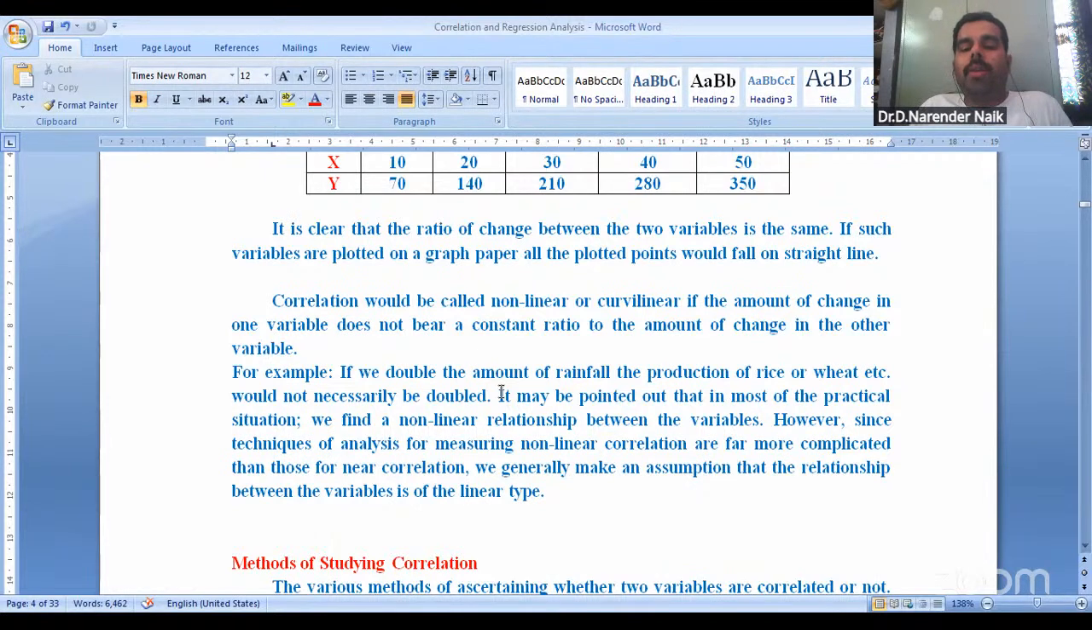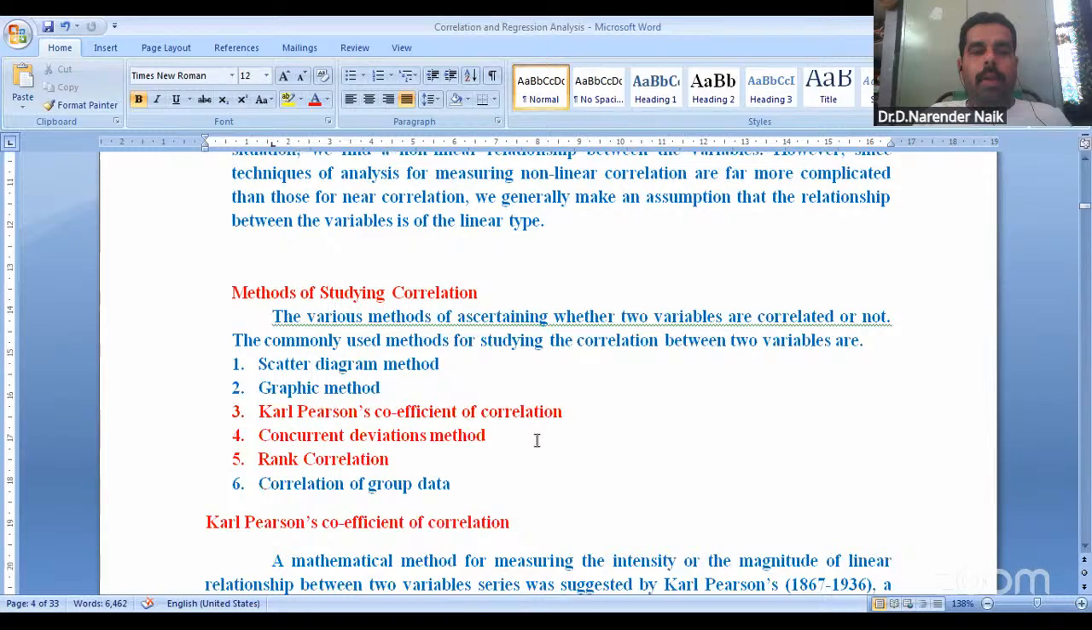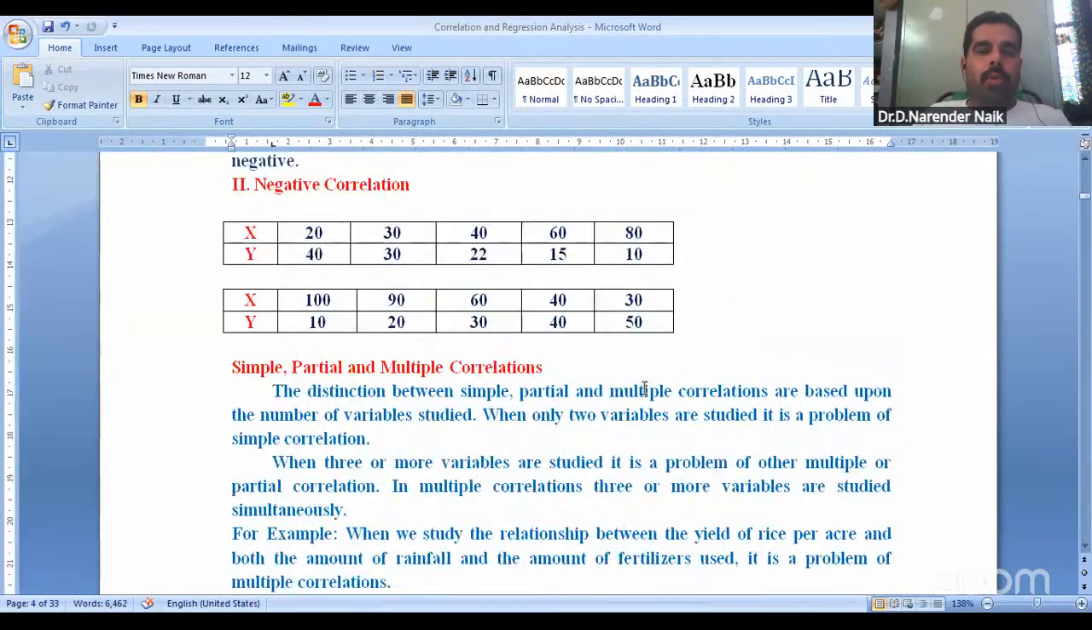It may be pointed out that in most practical situations, we find a non-linear relationship between the variables. However, since techniques of analysis for measuring non-linear correlation are far more complicated than those for linear correlation, we generally make an assumption that the relationship between the variables is of linear type. So these are the types of correlation analysis.